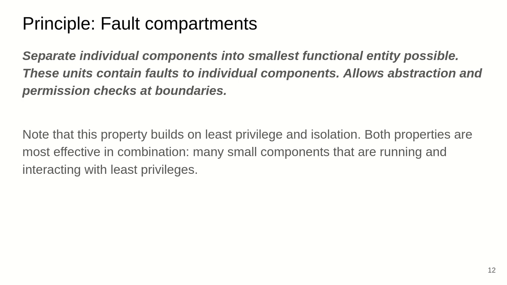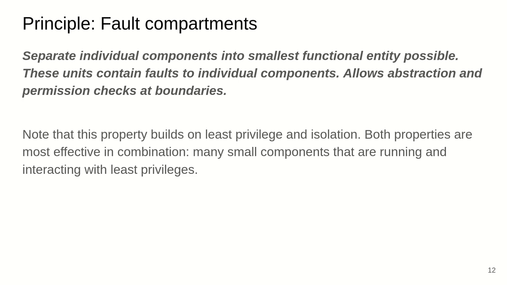So instead of having one large monolithic process that runs as a server, we break the server into multiple small processes to communicate with each other. So if there's a bug in one process, this process will crash, and we can then terminate the daemon and the other processes based on some high-level decision. This property builds on least privileges and isolation. Both properties are most effective in combination. Right? We need many small components that are running and interacting with each other with least privileges.